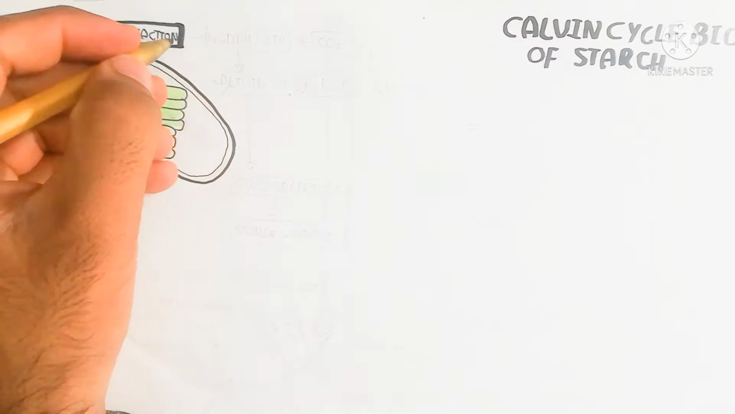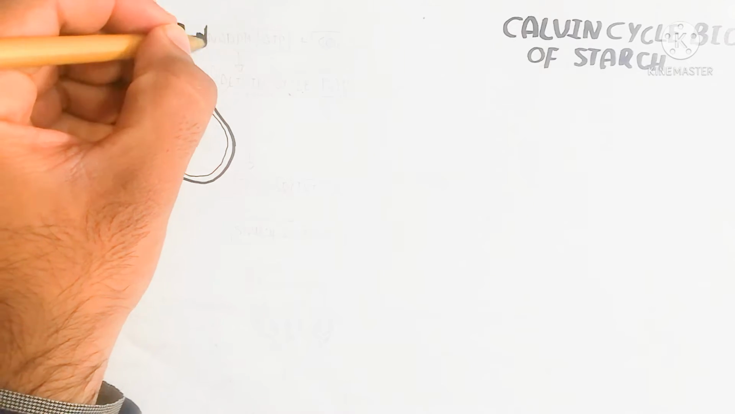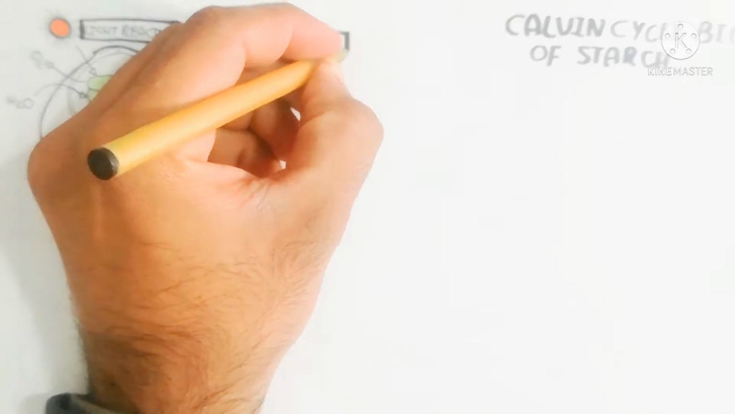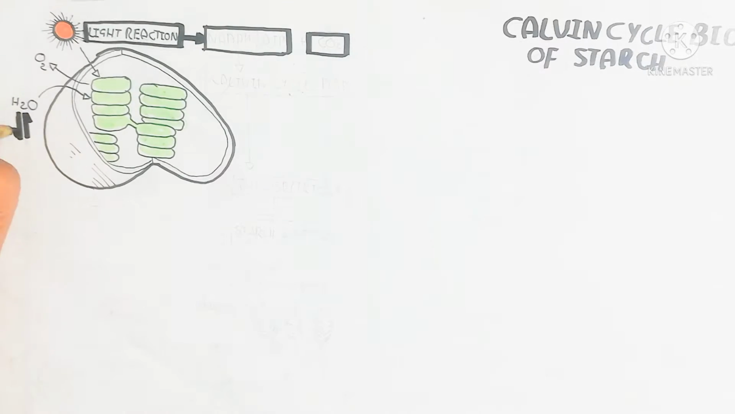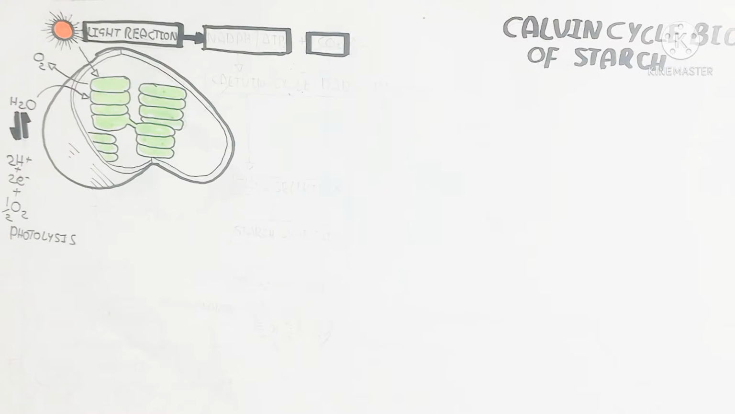So the light is used and oxygen is released from the water. The photolysis of water occurs to produce 2 electrons and 2 protons as well as half a molecule of oxygen. So 2 molecules of water will release 1 molecule of oxygen.